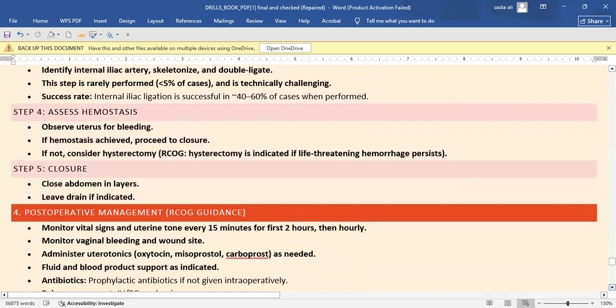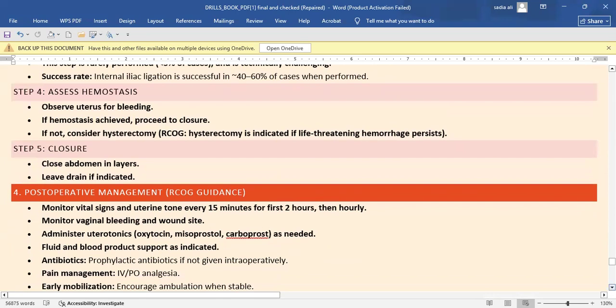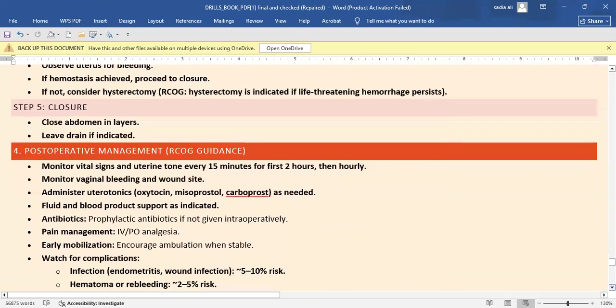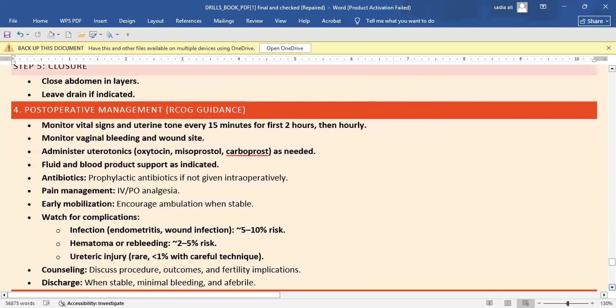And then we have to assess the hemostasis. Fourth step, hemostasis, how to check. If hemostasis is achieved, we have to check the ligatures also. And if not, then consider further measures. If still there is bleeding, then our last resort is the hysterectomy. Then close the abdomen in layers and leave the drain inside if needed. And then post-operative care: we have to manage the patient's vitals and shift the patient to the high dependency unit also.